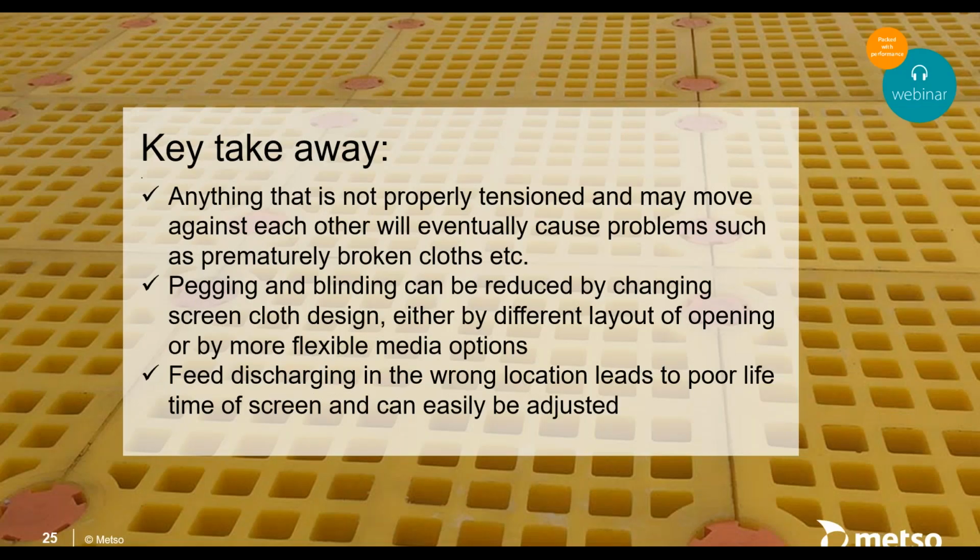So, some key takeaways of this presentation. Basically, anything that is not properly tensioned and has an ability or room to move against each other, eventually you will have problems such as prematurely broken cloths and things like that. Pegging and blinding can be reduced by changing the screen cloth design, by different layout of openings, or by more flexible media options. And feed discharging in the wrong location leads to poor life of the screen and can easily be adjusted and can increase the life of your screen deck quite rapidly.